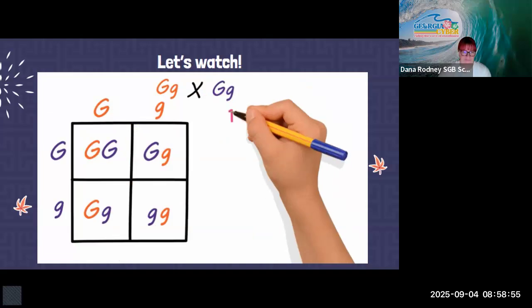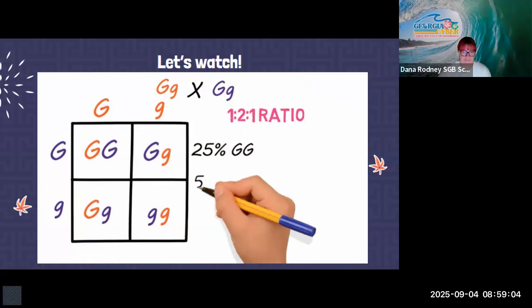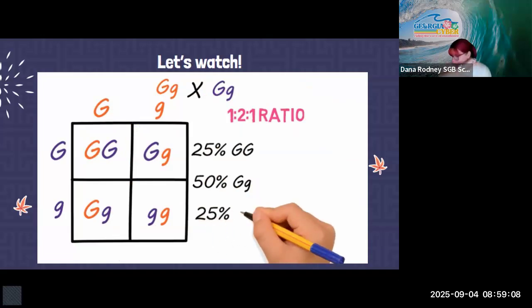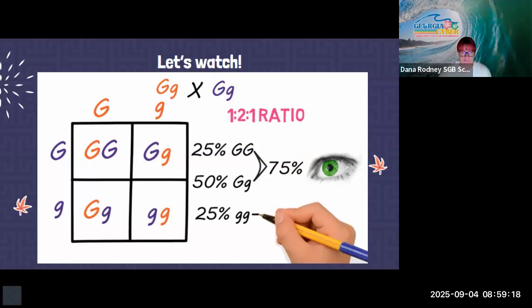So this cross results in a 1:2:1 genotype ratio, with 25% homozygous dominant, or big G, 50% heterozygous, or big G, and 25% homozygous recessive, or little g. The phenotypic ratio would be a 3:1 ratio with 75% green eyes and 25% blue eyes.